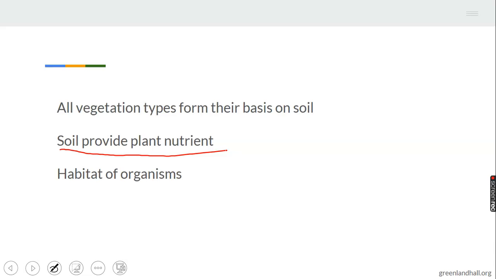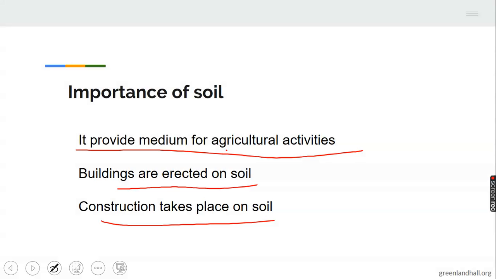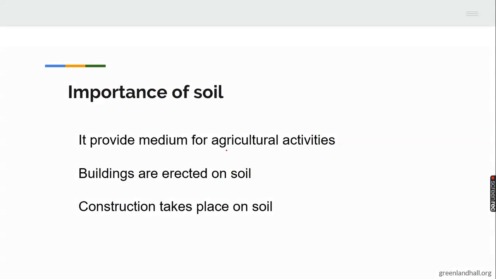Let's take note of this importance of soil. We see how important soil is. Soil is very important to man. Vegetation takes its basis on soil, soil provides nutrients for plants and a habitat for living organisms. Buildings are constructed on soil. Roads are constructed on soil. It is a medium for all agricultural activities.